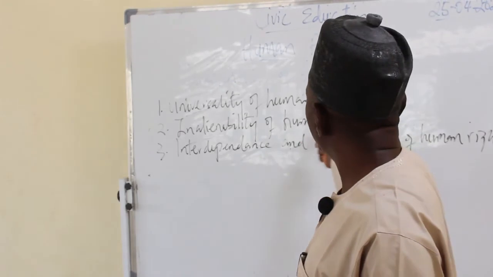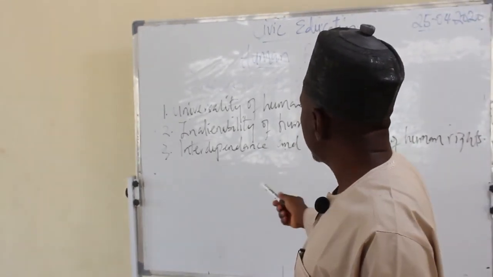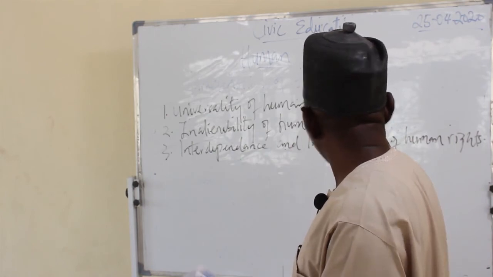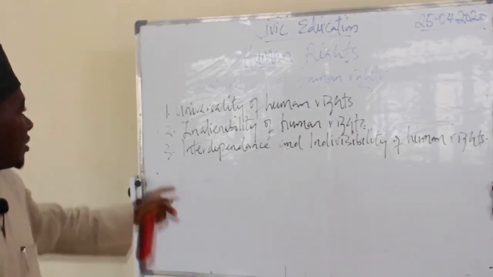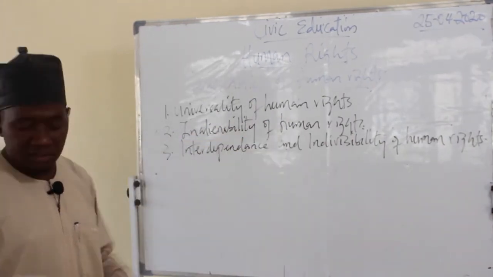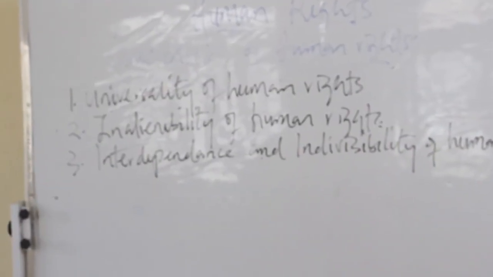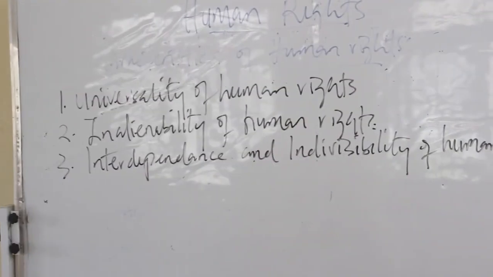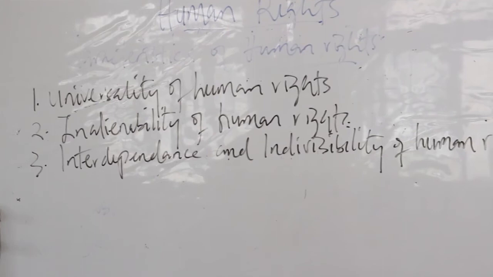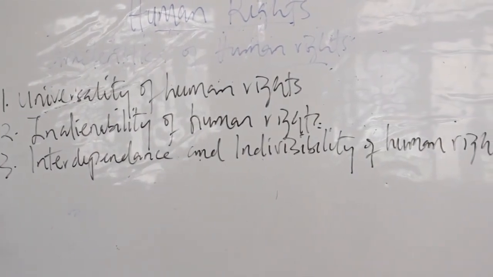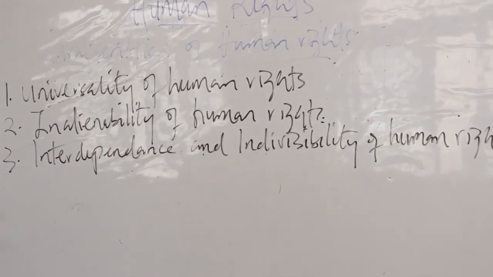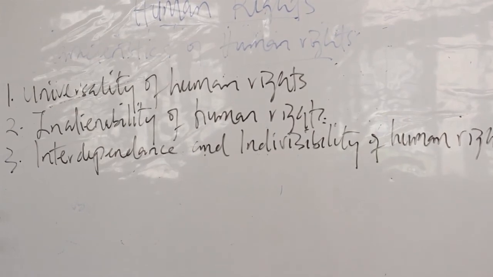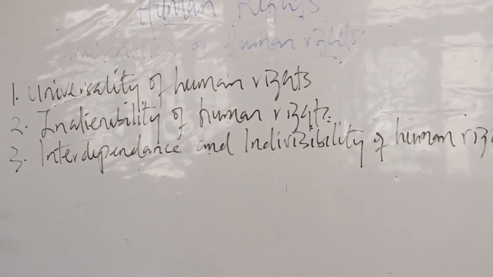Universality of human rights, inalienability of human rights, interdependence and indivisibility of human rights. Universality, the first one, means all human beings in the world have equal rights. Despite the color, continent, or region, anywhere you find yourself in the world, the declaration is the same. As long as you are a human being, it's the same thing anywhere.